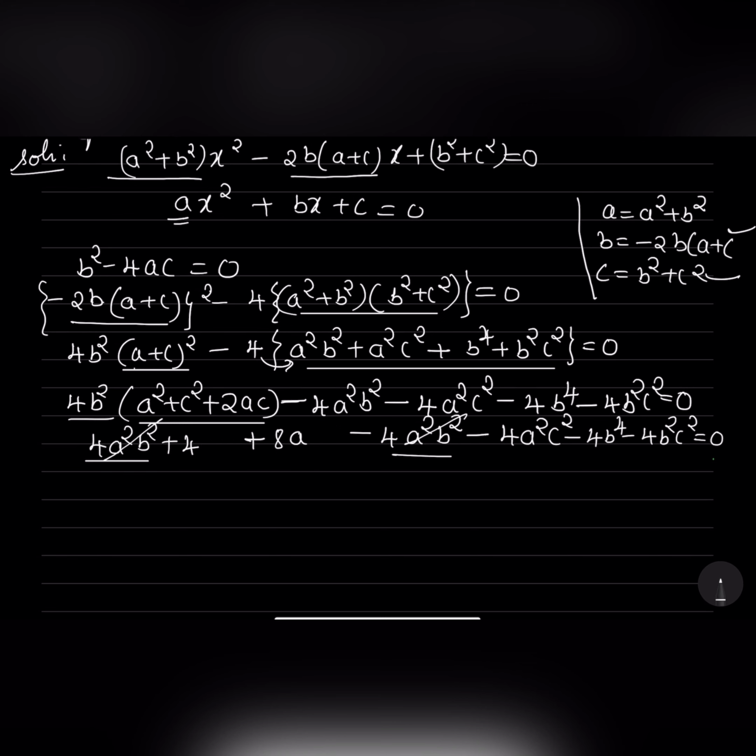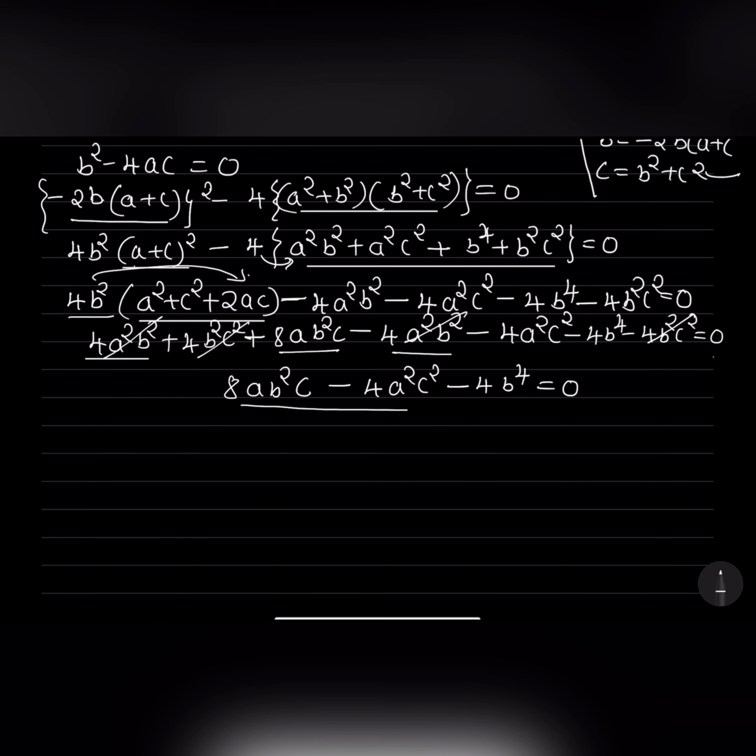This is correct. This is b square c square itself, and now if I multiply these two, I'll get a b square c. Sorry. This is b square c square plus b square c square minus b square c square gets cancelled, and we are left with the equation 8ab square c minus 4a square c minus 4b power 4 equal to 0. Now, if I write down this one in a simple term, then what are we getting?